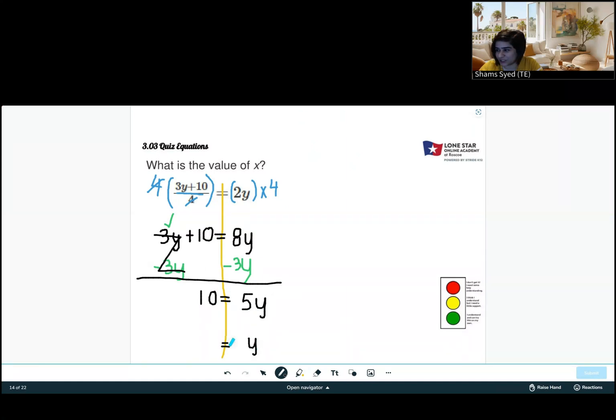Guess what? We want to divide both sides by 5. Absolutely, Andromeda, you're right. We're going to divide by 5. So that's how 5y becomes y. Divide this side by 5. 10 divided by 5 will give you a value that is 2. So y is going to equal 2. Okay.